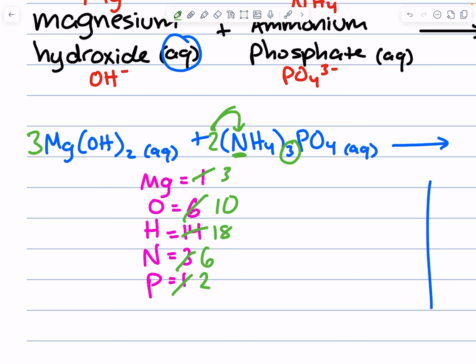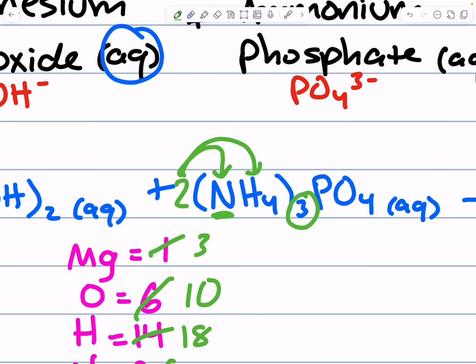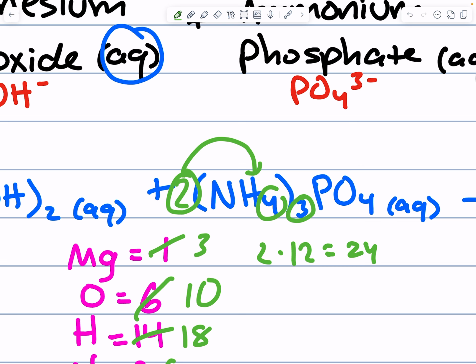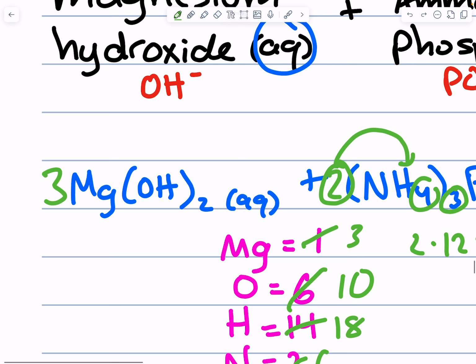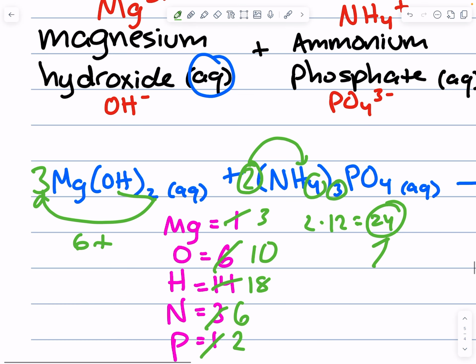Okay, for my hydrogens, I already have 12 hydrogens in this compound. 4 times 3 is 12. Multiplying that by 2 gives me 24. But now, again, I have hydrogens over here also. So I have to add those guys up together. So I have 2 hydrogens times 3, that's 6. So 6 plus 24 gives me a total of 30 hydrogens. Okay?